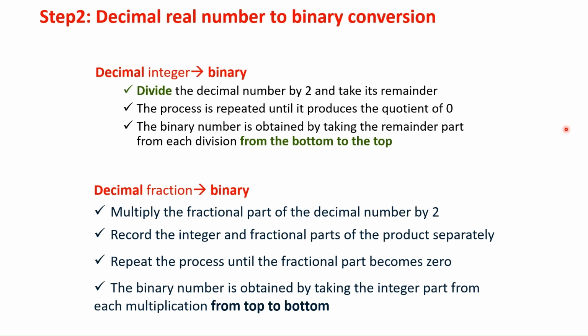So there are two methods. One is converting the integer to binary, and another is converting the fraction to binary. And this is just a binary conversion. We can convert it to octal. So if we want to convert the decimal number to octal, here we will be replacing 2 by 8, and here also we will be replacing 2 by 8. And if we want to convert decimal to hexadecimal, then we will divide the number by 16 repeatedly. And for the fraction part, we will multiply the number by 16.